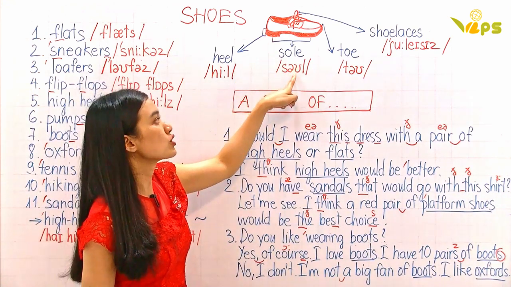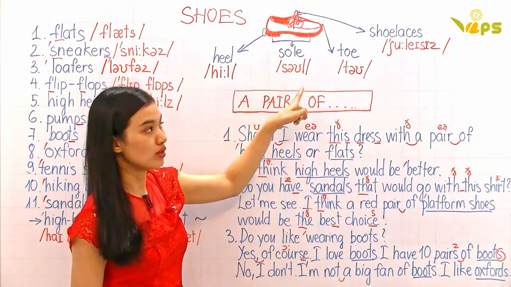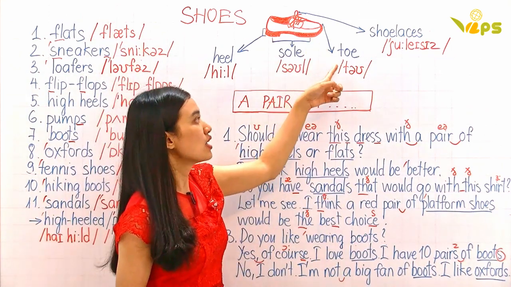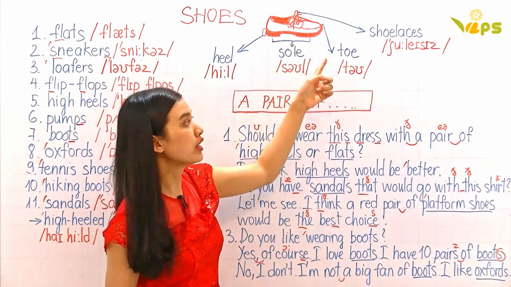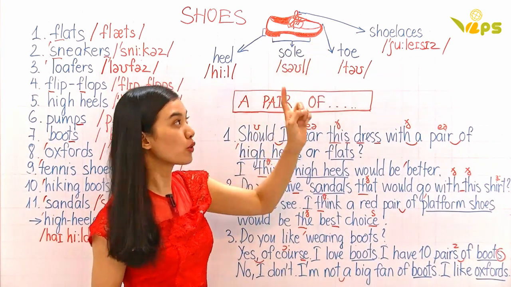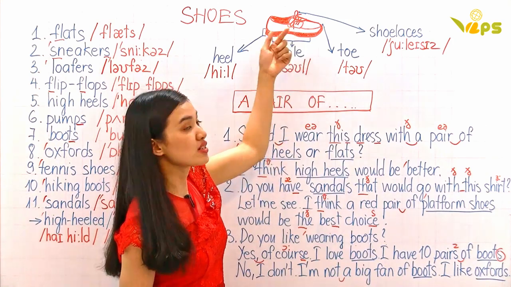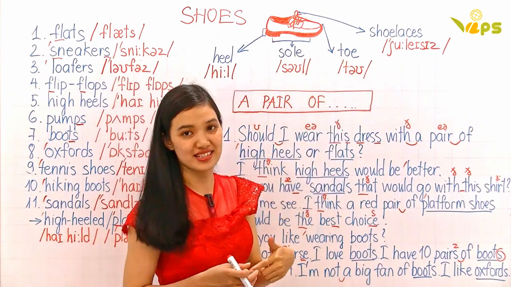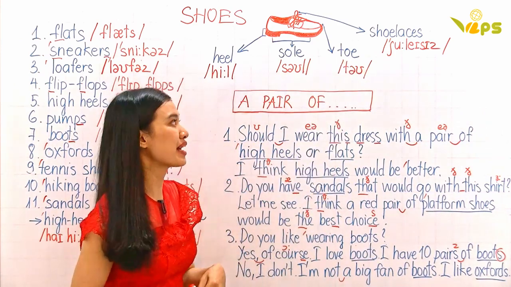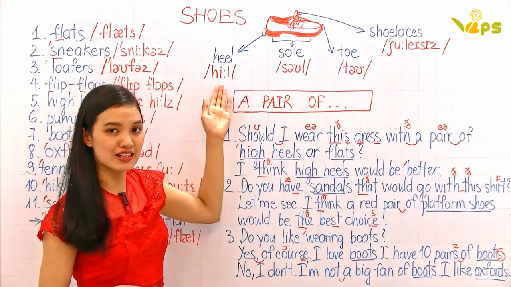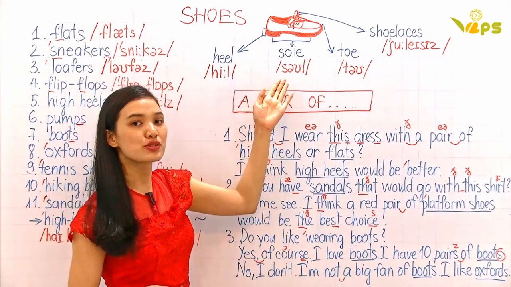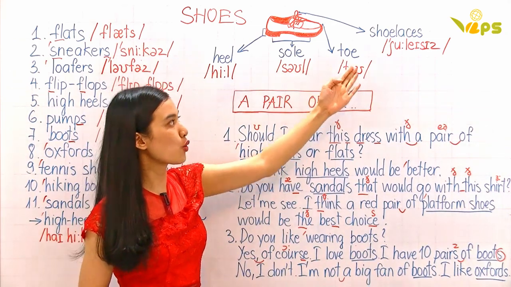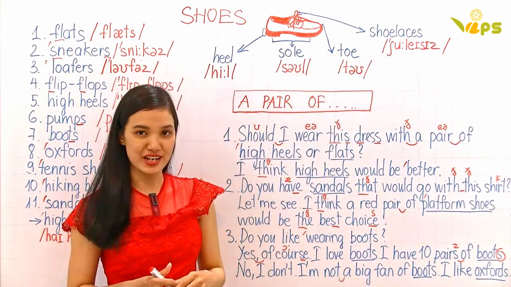This is the sole. This one where the toes are, this is the toe of the shoe. And this one we use a string to fasten the shoe. This is shoelaces, okay? So one more time: heel, sole, toe, shoelaces.